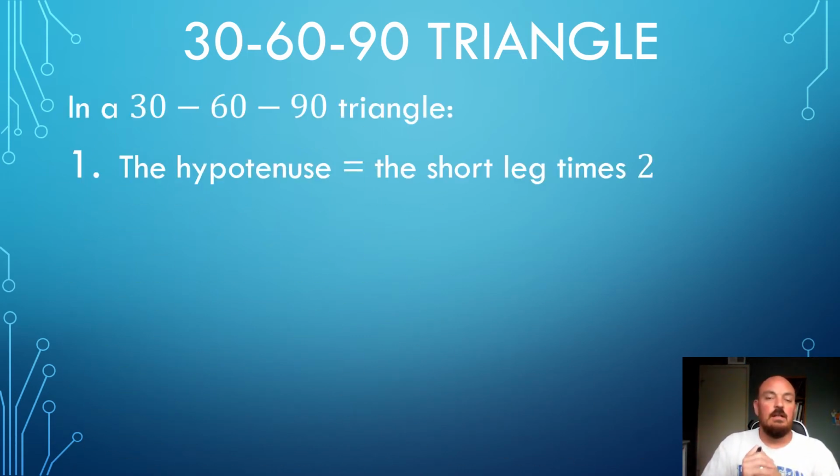Number 1, the hypotenuse is always double the short leg. Twice the short leg, times 2, however you want to think about it. So if I know the shorter leg, I can multiply it by 2, and I get the hypotenuse.